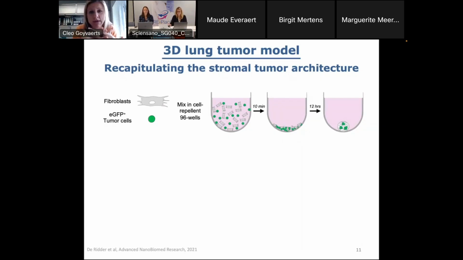We wanted a system where there was a stromal component that was relevant for the in vivo situation. So that's why instead of using a hydrogel, which is actually a mix of extracellular matrix, we opted to test the addition of fibroblasts, which are also often present, especially in lung cancer, to then co-culture them with tumor cells, which we stained in this case with an enhanced green fluorescent protein to follow them up over time. And the rationale was that these fibroblasts would start to produce extracellular matrix themselves, and as such actually provide this architectural framework for the tumor cells to grow in.